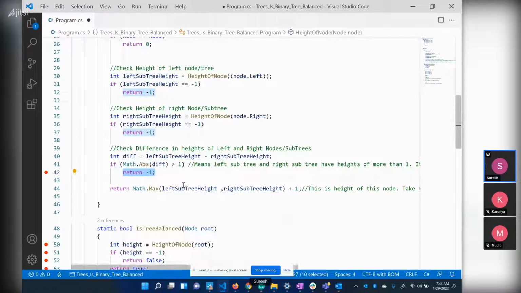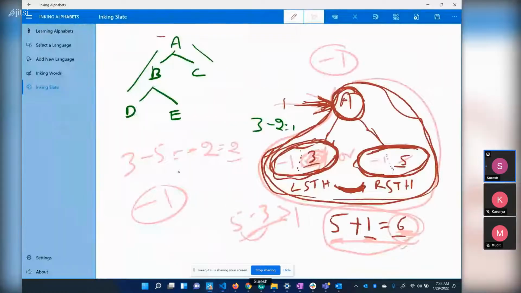Otherwise, if it is not greater than 1, if it is less than 1 or 0, let's say the height of the left subtree is 3 and the height of the right subtree is also 3, what happens? The difference, 3 minus 3 equal to 0, which is good. Or the right subtree is 4, not 5. Now the difference is 1, that is also fine. As long as these two are balanced, that is good. So either it is 0 or 1, we don't return minus 1, we will go to the actual step.